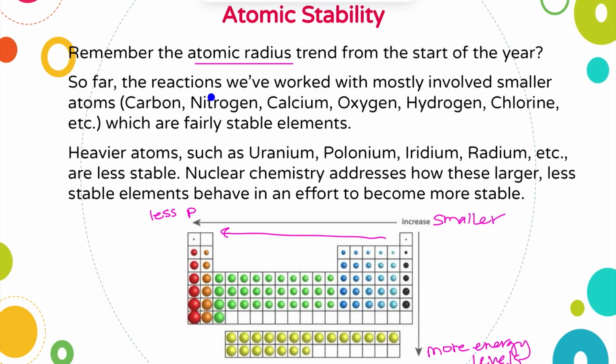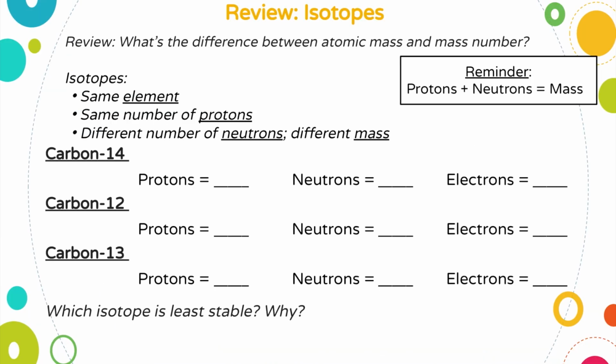And so in reaction, so far, we've worked mostly with our smaller atoms. We've focused on carbon, nitrogen, calcium, and a lot of atoms that were closer to the top or the top right corner. Heavier atoms, those like uranium, polonium, iridium, a lot of those atoms that are down here, are less stable. And so they're not going to form compounds based on their electron instability. They are going to try to adapt and become more stable based on what is inside their nucleus. Let's do a little review of isotopes.